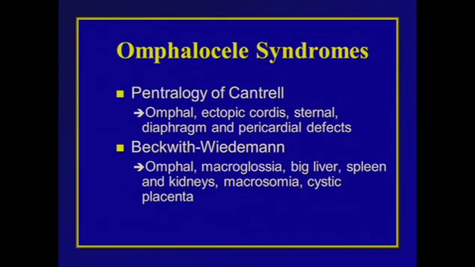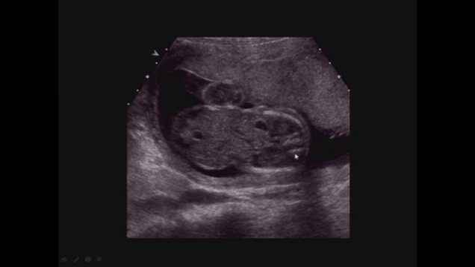Remember that omphaloceles can be associated with syndromes, including the Pentalogy of Cantrell, which is the combination of omphalocele, ectopic cordis, sternal, diaphragmatic, and pericardial defects, as well as with Beckwith-Wiedemann syndrome. And the things we can see in Beckwith-Wiedemann include macroglossia, big livers, spleens, and kidneys, cystic placentas, and macrosomia. Here's a fetus with, again, a very large omphalocele. Here's the lower portion of the chest. You can see the ribs here and a little bit of stomach, and the entire liver is out in this omphalocele.